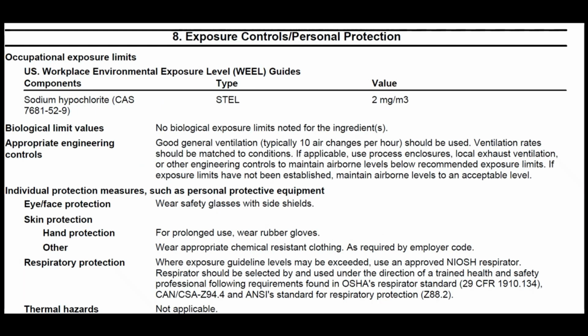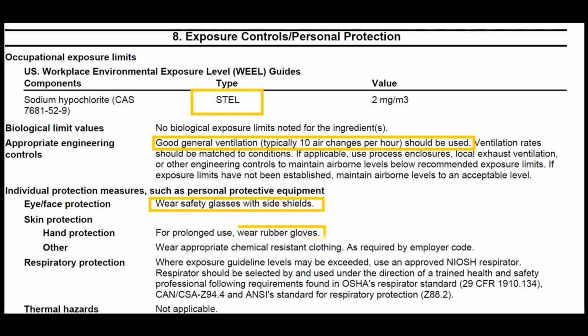We're going to skip ahead a few sections and go down to number 8, which is the exposure controls and personal protection. Bleach actually has an STEL, and we'll review that when we're talking about formaldehyde standards, but it's really about how much you're breathing. Good ventilation, up to 10 air changes per hour, should be used even when using bleach. The next paragraph is personal protective equipment.